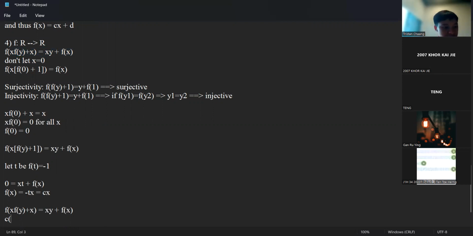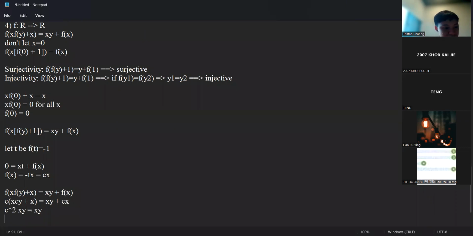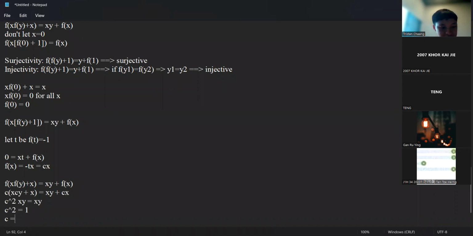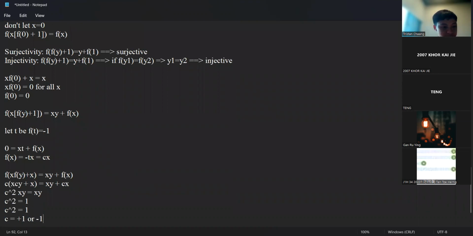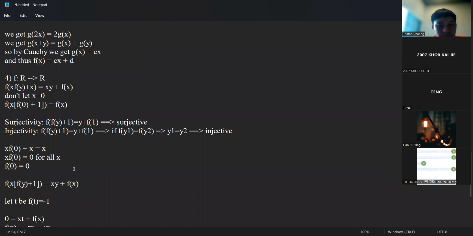So cx times cy plus x equals xy plus cx. And c squared xy must be xy. So c squared must be 1. So c is +1 or -1. And these are all if and only if conditions, so both cases should work. Yep.